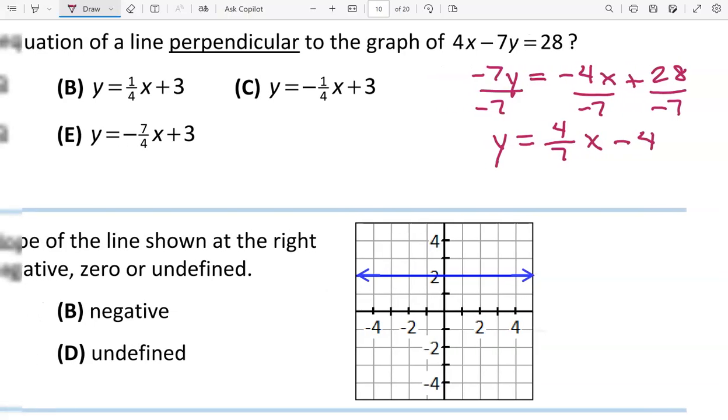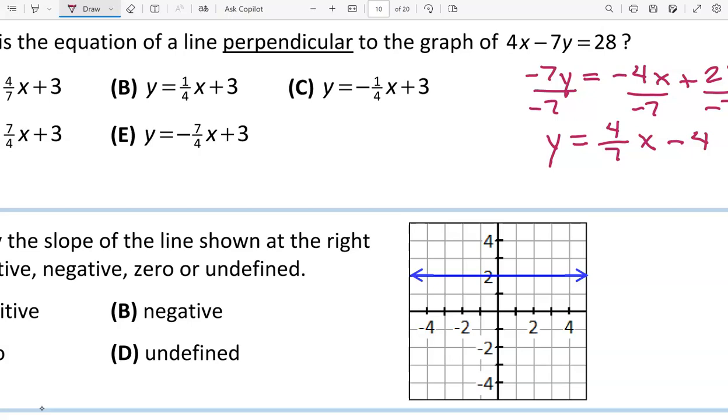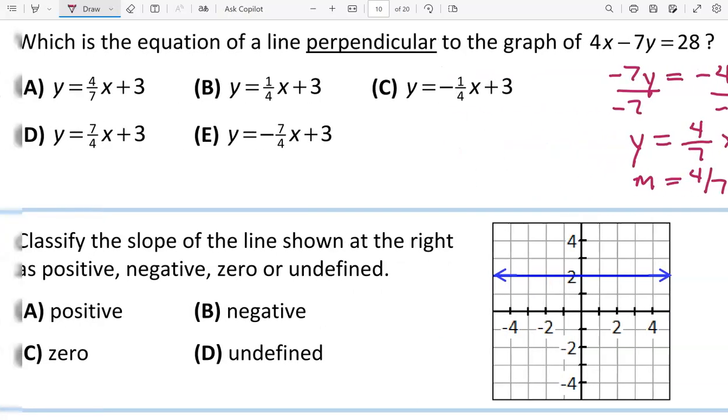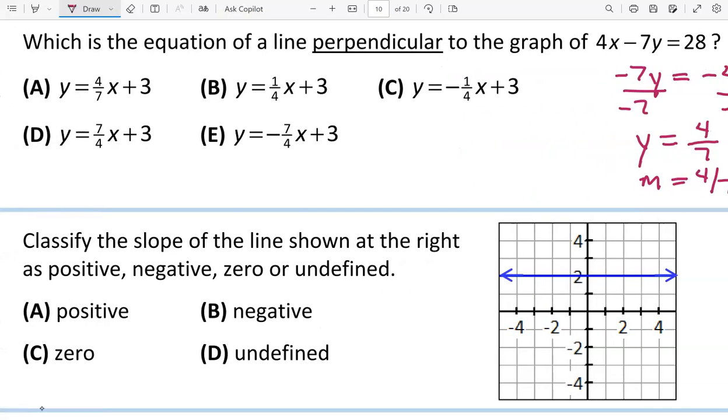So a line perpendicular will have an opposite reciprocal slope. The slope of this line is 4/7, so therefore the slope of a perpendicular line would be -7/4. And so we're going to pick a line whose slope is -7/4, and that would be choice E.